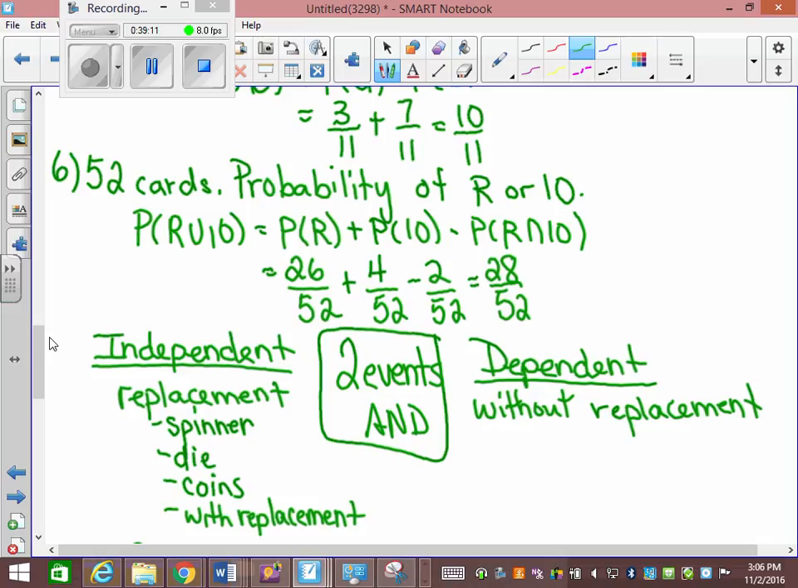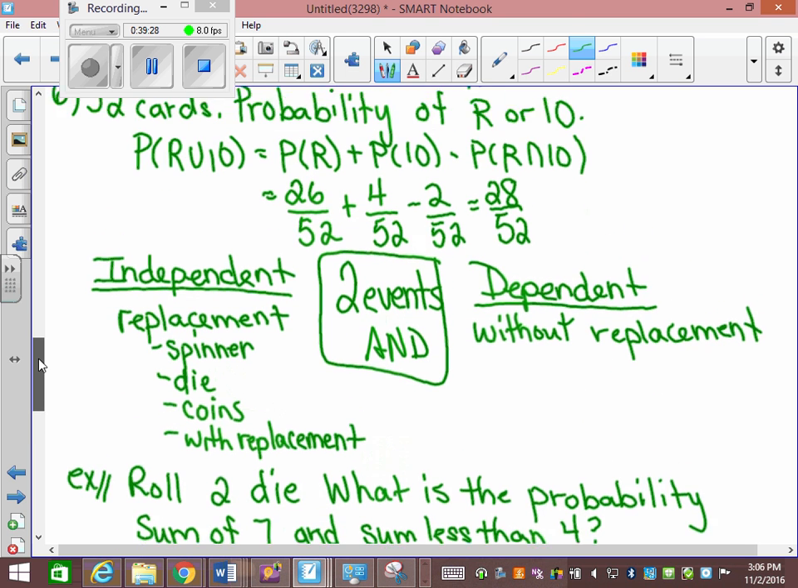Dependent is when they depend on each other, so that's whenever you don't replace it. So you take out 1 card, you hold it in your hand, you now have less cards in here, right? So that's when you have that dependent, because now this card is dependent on whatever the heck you're holding in your hand over here. You deal with independent and dependent when there's an and between them, okay? So we're going to look at this one.